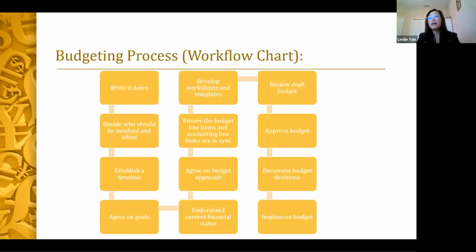Here's a little flow chart that I created for the budgeting process. The very first important step is to write it down. You want to document the process and have it somewhere that people can refer to. If the process is only in one person's head, and that person is no longer with the organization, then you will lose all the important information for the budget. And then you also need to redevelop the process.